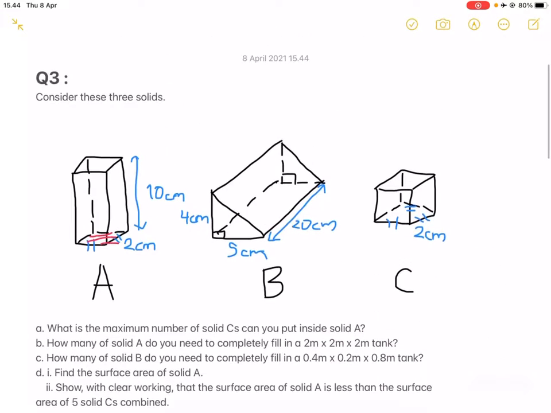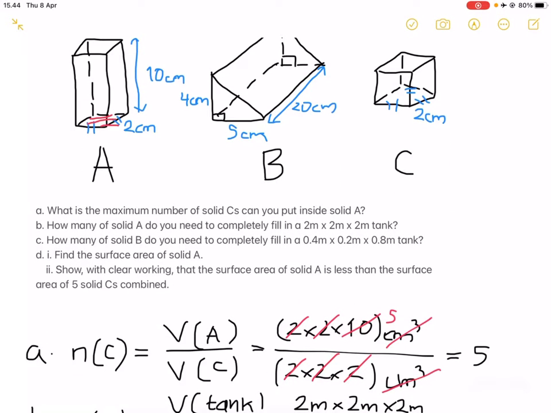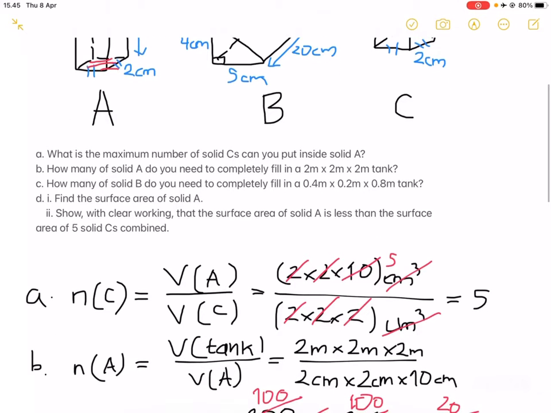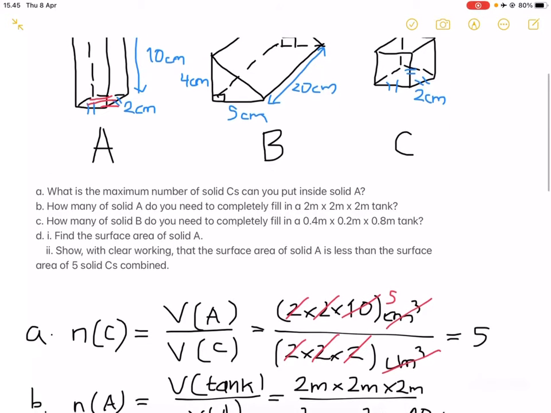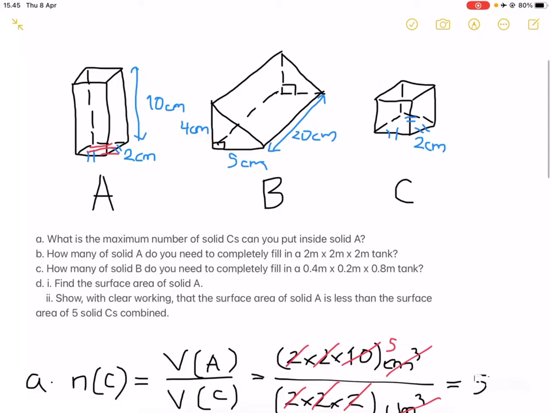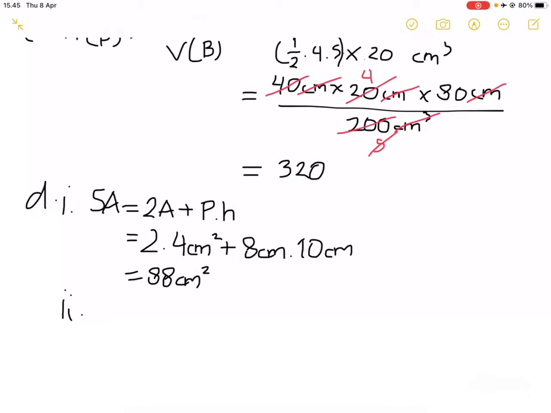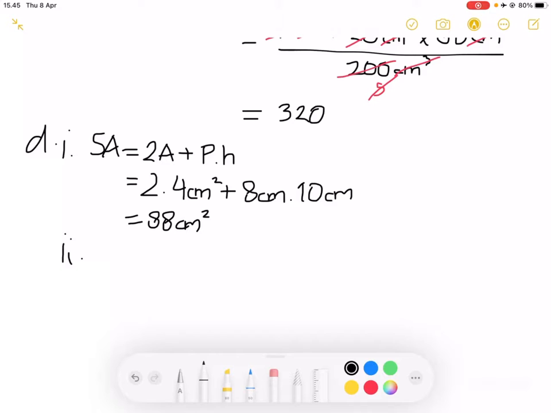Alright, so let's see. For the second part, we need to show with clear working that the surface area of solid A is less than the surface area of 5 solid C's combined. Well, since we already calculated the surface area of solid A, we only need to calculate the surface area of 5 solid C's. And what I mean by 5 solid C's is 5 identical solid C's. And therefore, we don't really need to worry about those having different surface areas. So we can write this as so: 5 times the surface area of solid C.